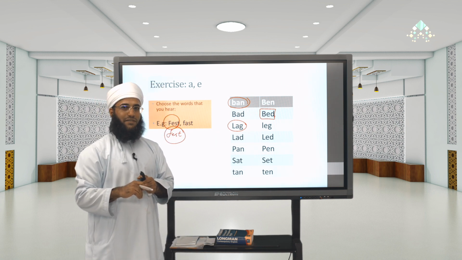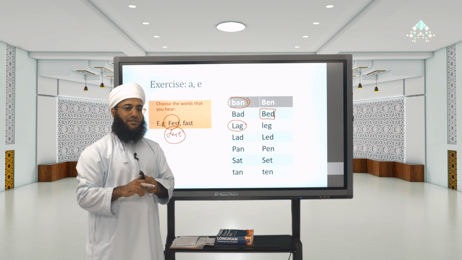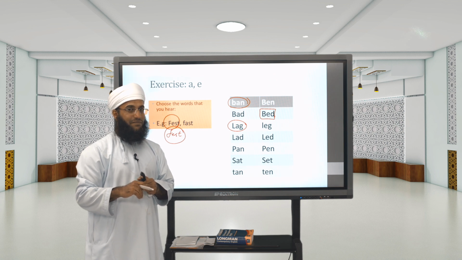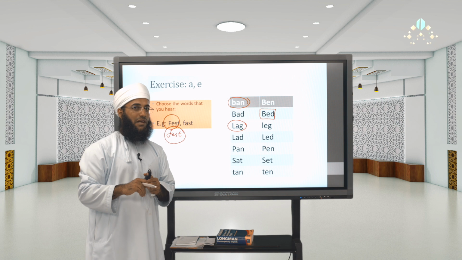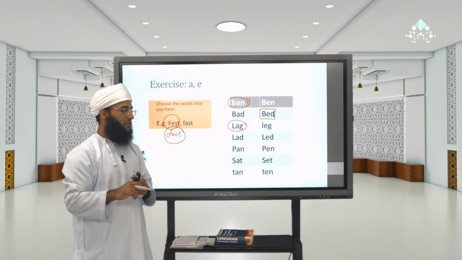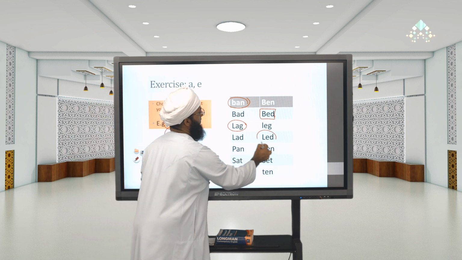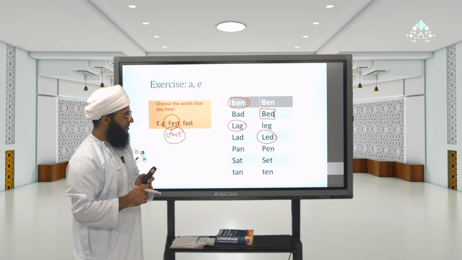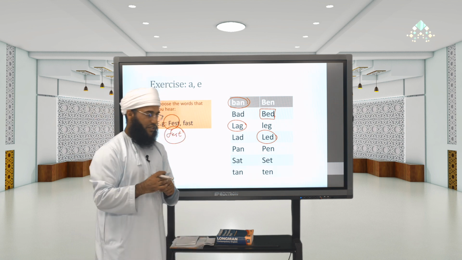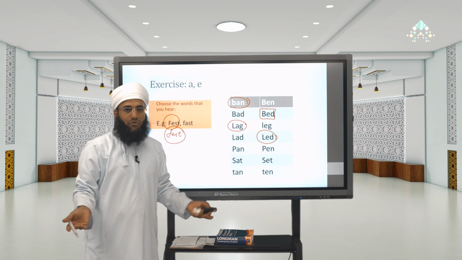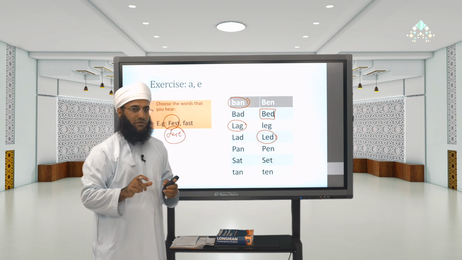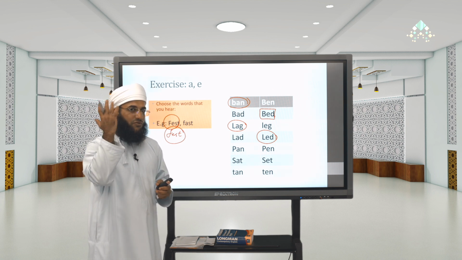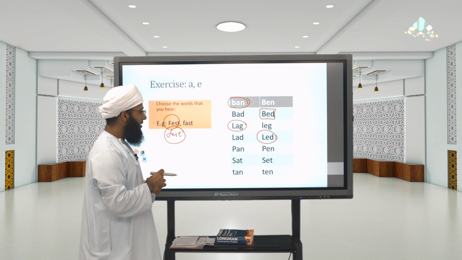Led. I led him. I led him to the lake. I led him. Which one? This one. Okay. I'll say it in a sentence and try to figure out, because this is the natural way. People would not say this word for you. They would speak and you have to figure out what they say.